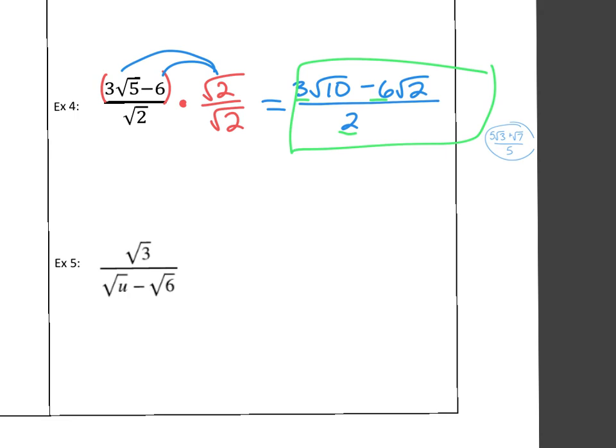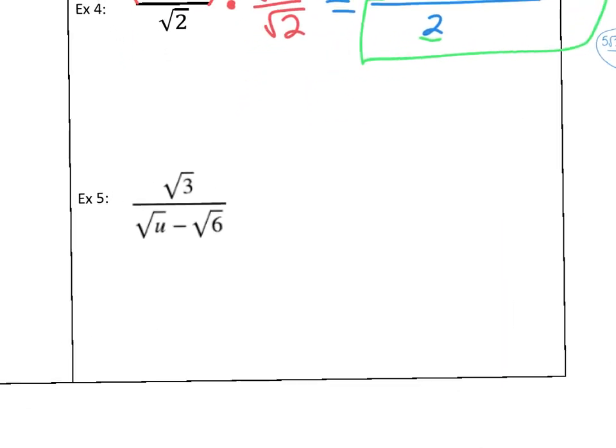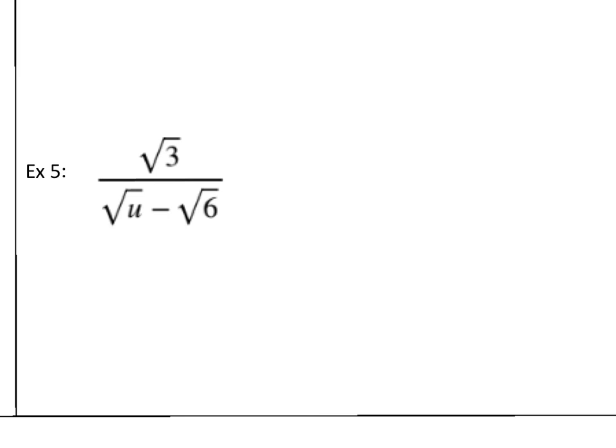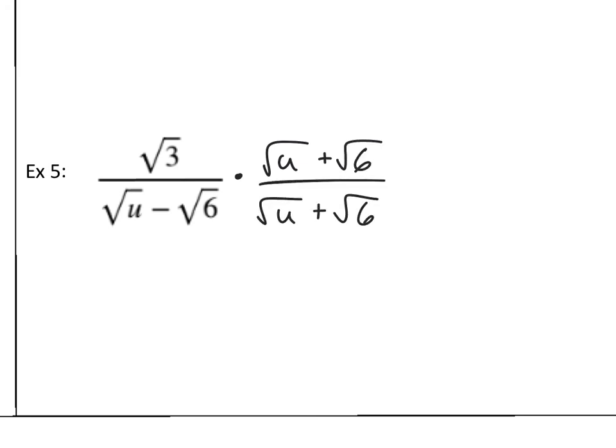All right. Example 5. Getting close to being done for the day. Try this one. All right. Conjugate on this one. What are we multiplying by? Perfection. Square root of u plus the square root of 6 on top and bottom.